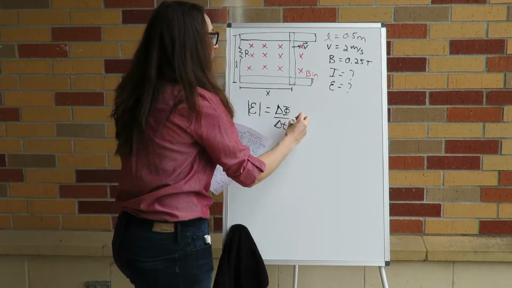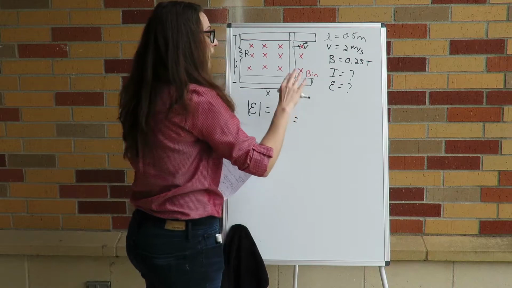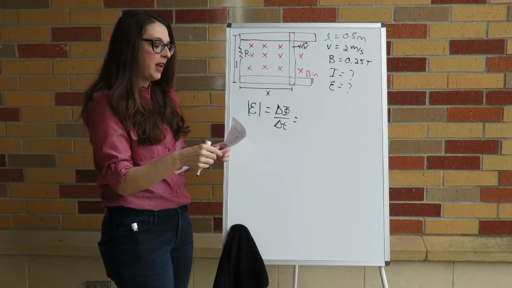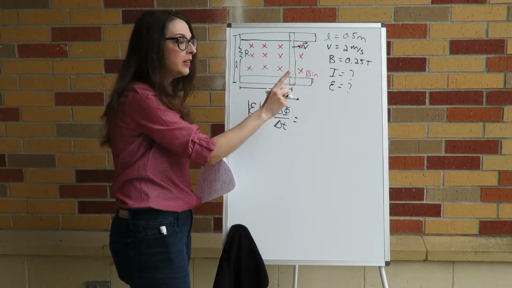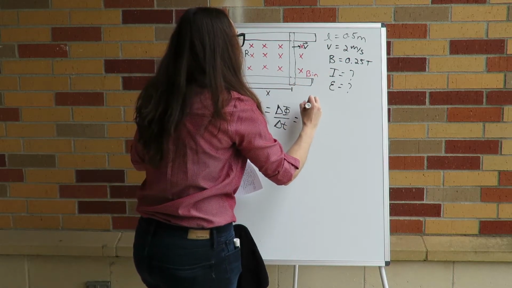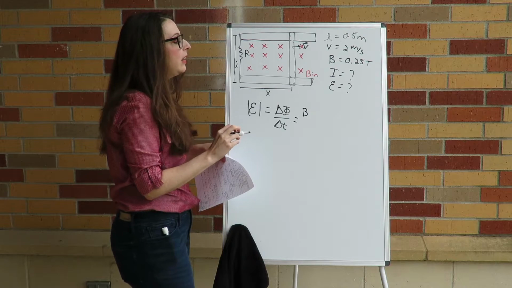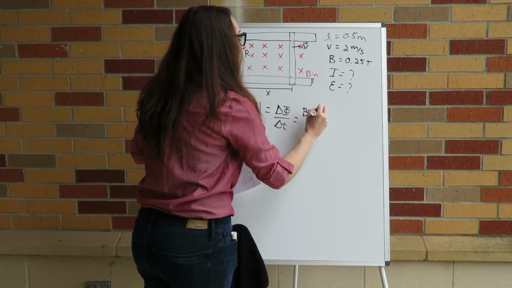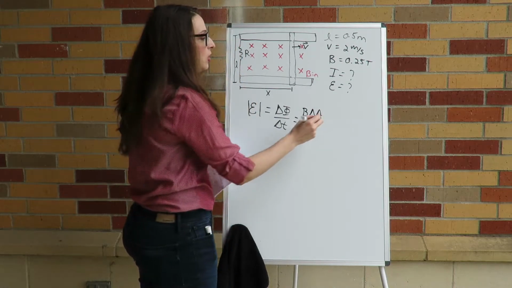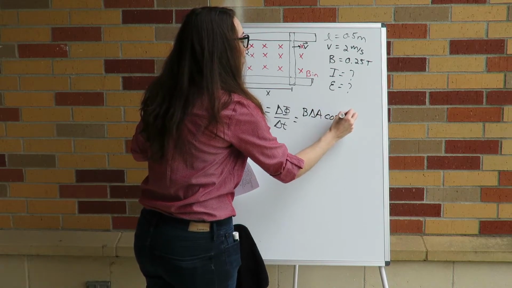So remember that the magnetic flux is BA cosine theta, the change in that. Our magnetic field here is constant in magnitude. So B is constant. The thing that's going to be changing is our area. So delta A is changing, and then cosine theta.